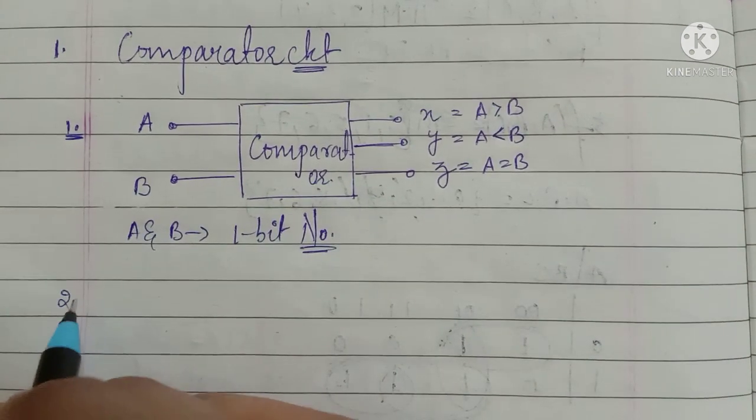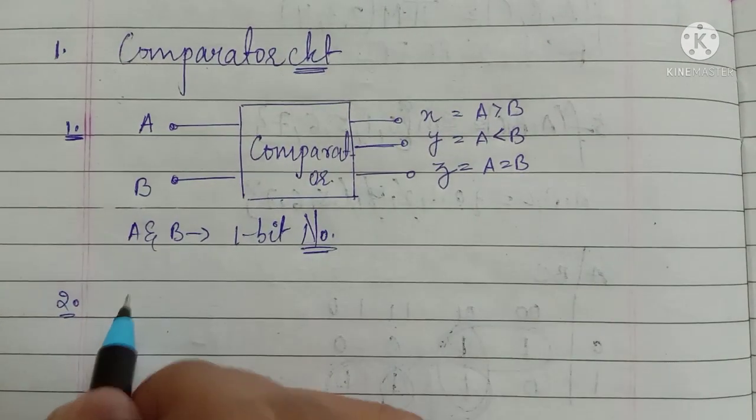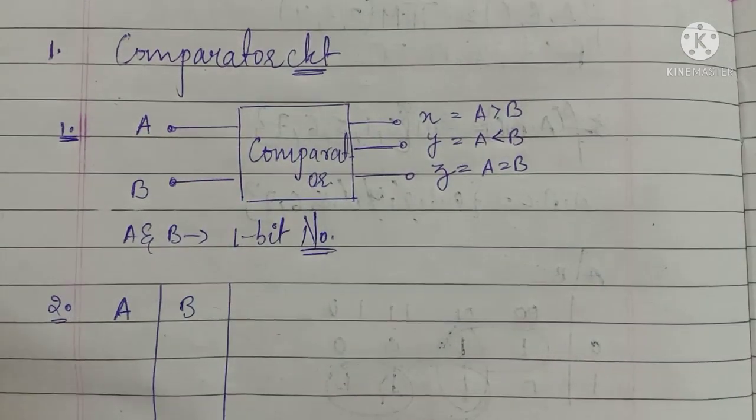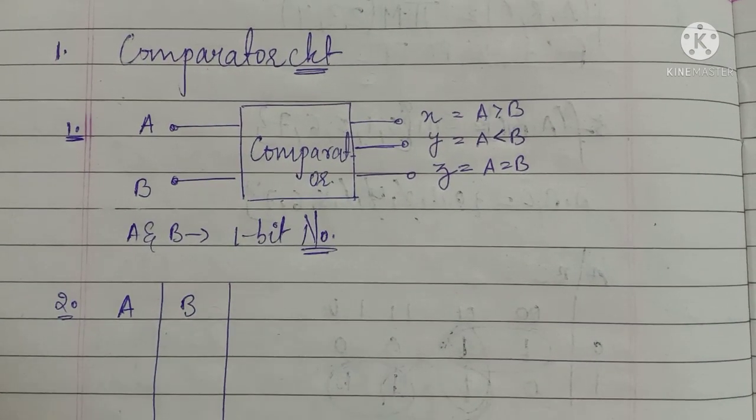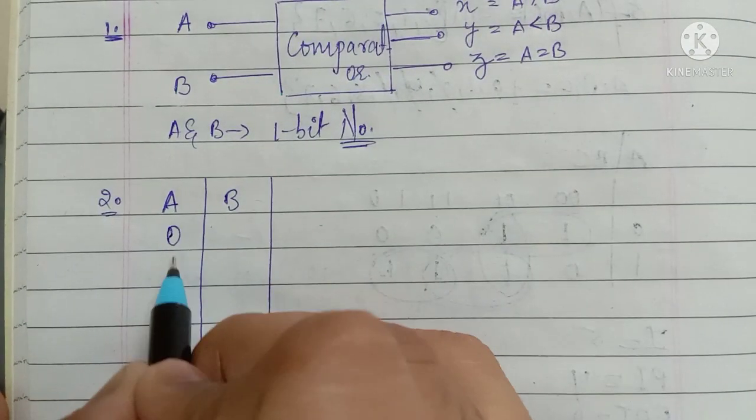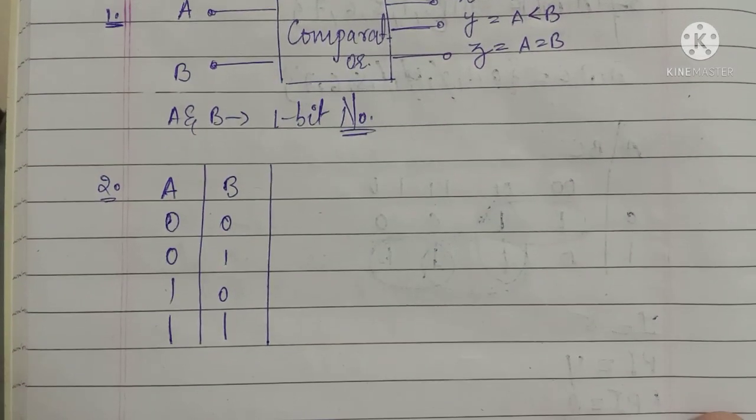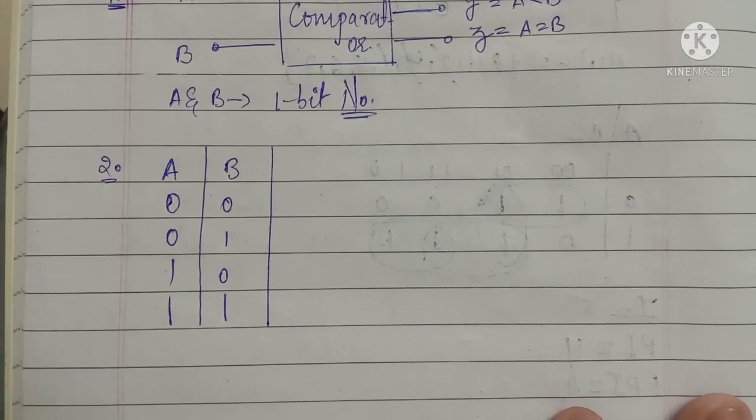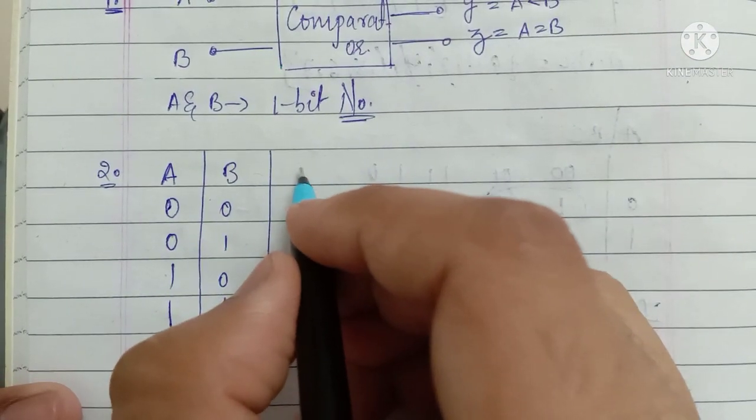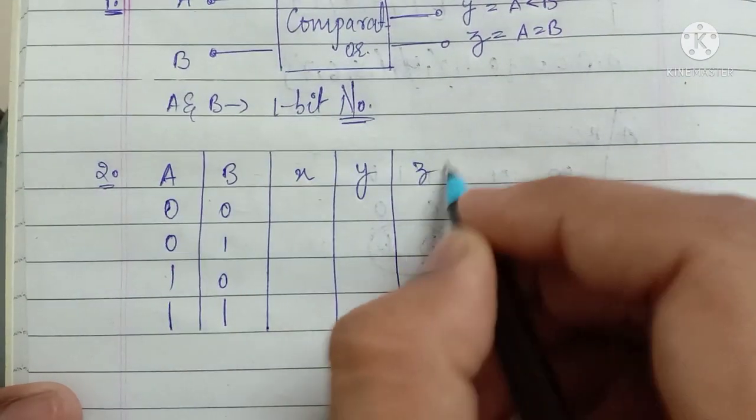The second step is to make a truth table. Two inputs are there, so you will get 4 possibilities: 00, 01, 10, 11. Whenever two numbers are there in digital electronics, you get only 4 possibilities. Then you have the outputs X, Y, and Z.